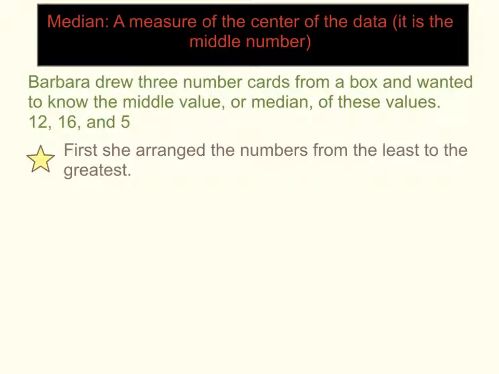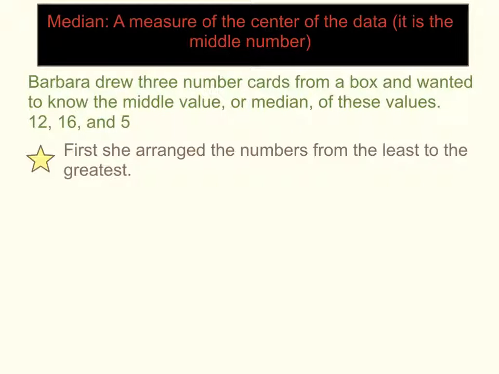The next central tendency we are going to look at is median. Median is a measure of the center of the data, or the middle number. So let's look at an example. Barbara drew 3 number cards from a box and wanted to know the middle value, or the median, of these values: 12, 16, and 5.